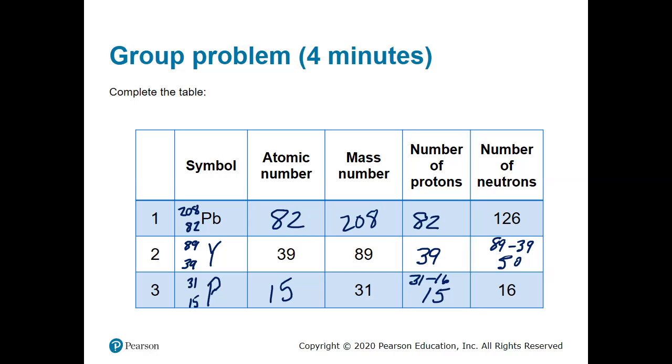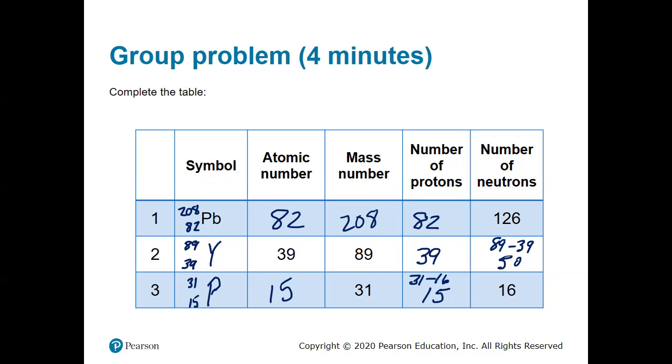So when it comes to these kinds of problems, that's all the information that we need to really put together. If we understand the definition of atomic number and mass number, we can directly tie them to our understanding of protons and neutrons.